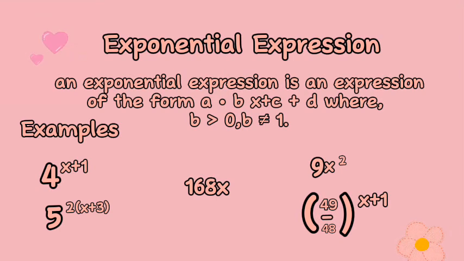First example is 4 to the power of x plus 1. Second, we have 5 squared to the power of x plus 3. Third, we have 9x squared. And fourth, we have 48 over 49 to the power of x plus 1. And lastly, we have 168x.